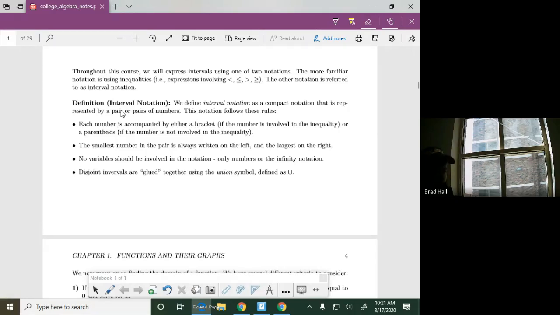Disjoint intervals: if you have an inequality over here and an inequality over here, and you converted both of those to interval notation, you glue those together using this U symbol, which will be accessible in my math lab. It's called a union. It's a way to glue disjoint intervals together. And we'll see an example of that momentarily.